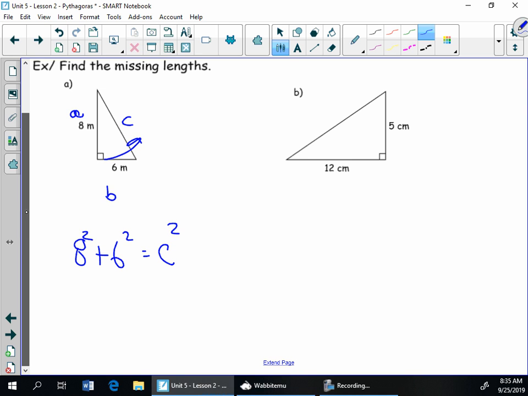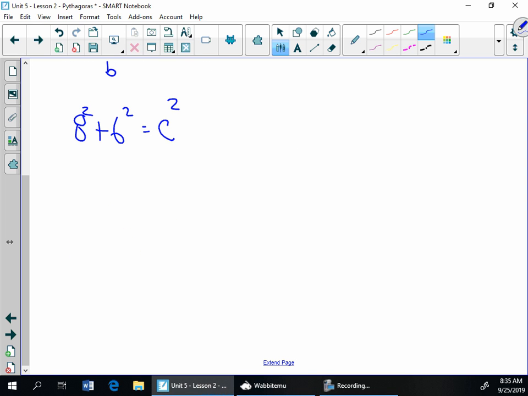Okay, so our objective is numbers on one side, letters on the other whenever we solve for a missing letter. Well, that's what we have. So here we go. 8 squared is 64. 6 squared is 36. C squared, we don't know. We can collect our numbers and get 100 for C squared. Now we don't want C squared, we want C.